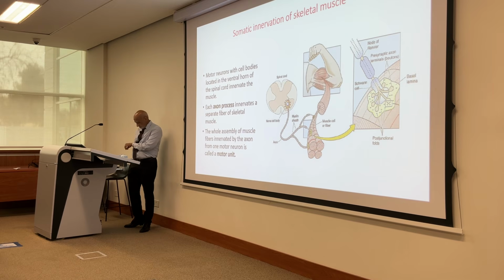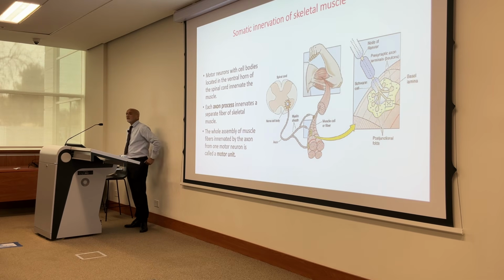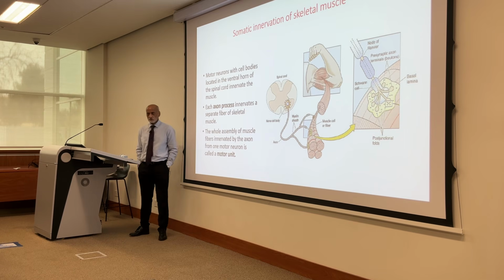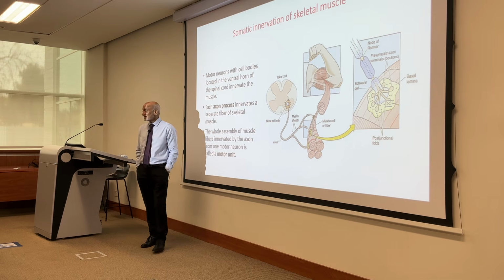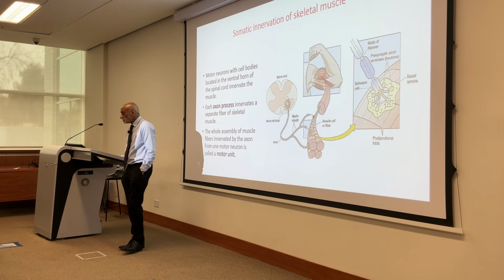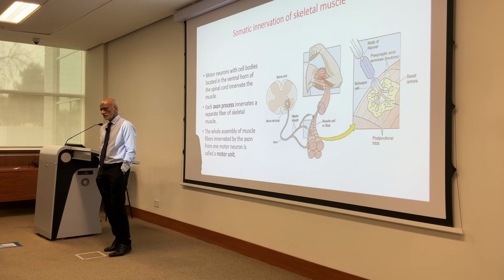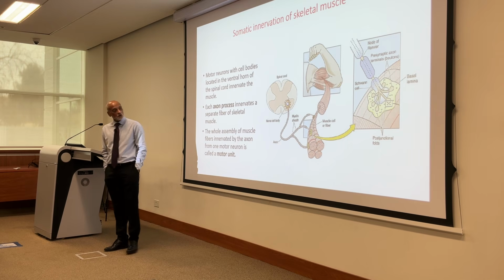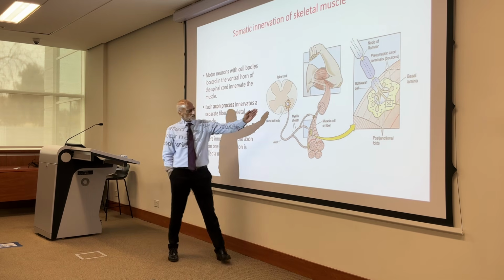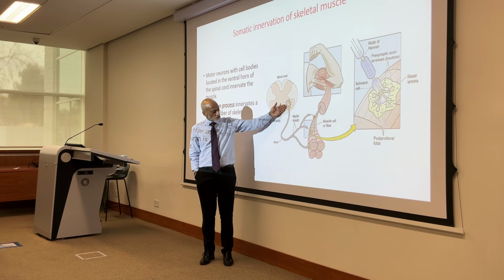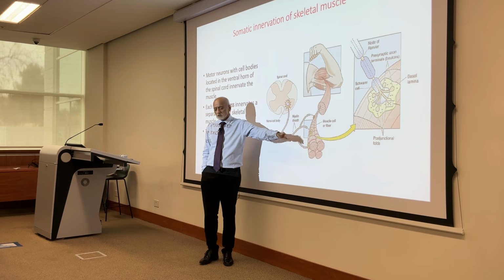Now, to make a muscle contract, you need an impulse. You need an action potential. Yes? Where do you get that action potential from? Because the muscles we will talk about are not involuntary, they are voluntary. Okay? So, the impulse comes from the spinal cord. It comes through a motor neuron to a muscle.